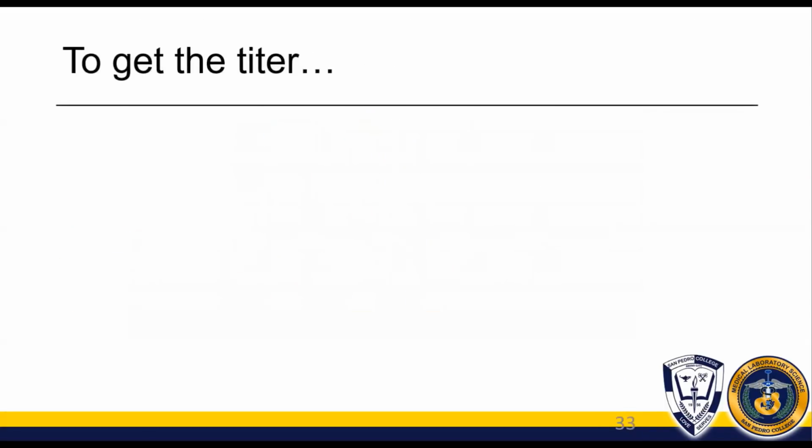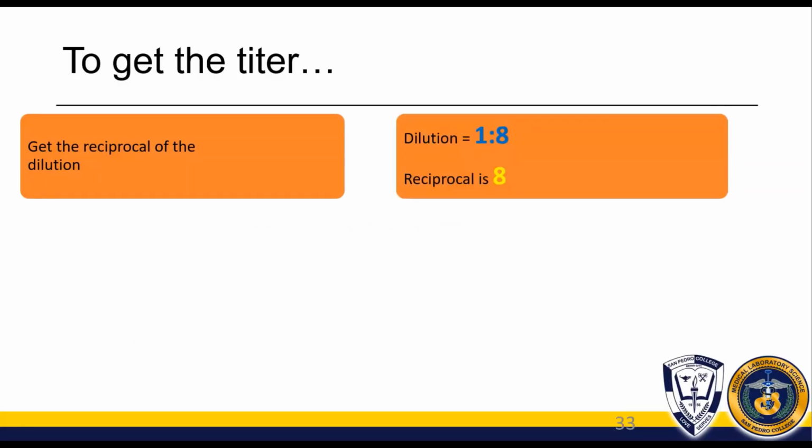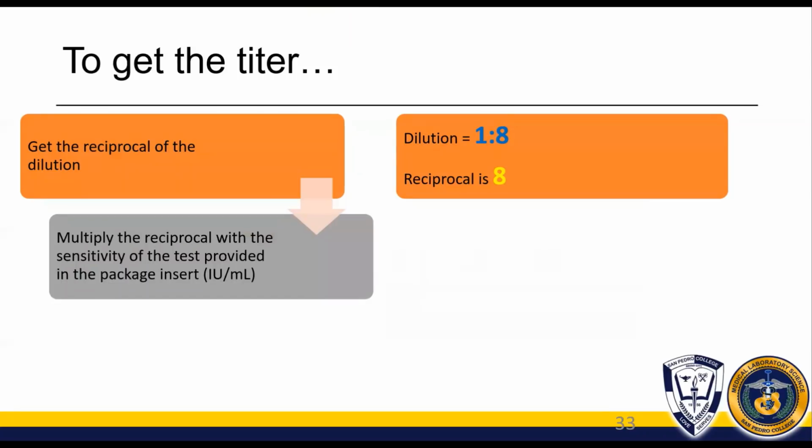So how to get the titer? First is to get the reciprocal of the dilution. So again, the dilution is 1 is to 8. So the reciprocal, kabaliktaran of the dilution. So the dilution is 1 is to 8. The reciprocal is 8. And then multiply the reciprocal with the sensitivity of the test provided in the package insert.